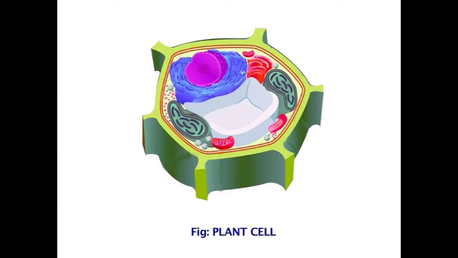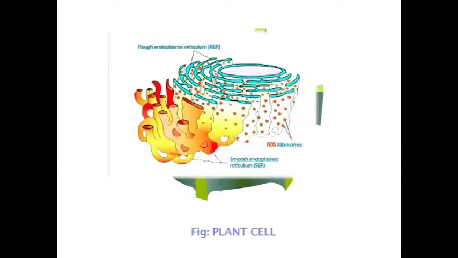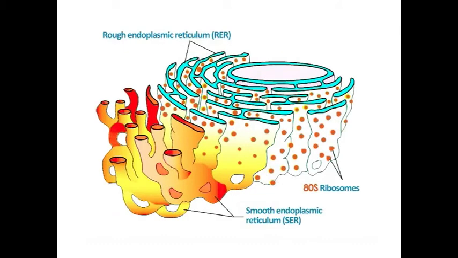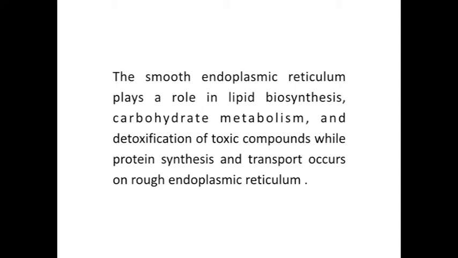Endoplasmic reticulum or ER comprises an extensive network of membranes composed of both regions with ribosomes, also called rough endoplasmic reticulum, and regions without ribosomes, also called smooth endoplasmic reticulum. The smooth endoplasmic reticulum plays a role in lipid biosynthesis, carbohydrate metabolism, and detoxification of toxic compounds, while protein synthesis and transport occurs on rough endoplasmic reticulum.